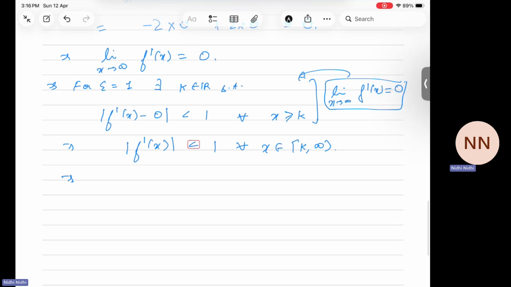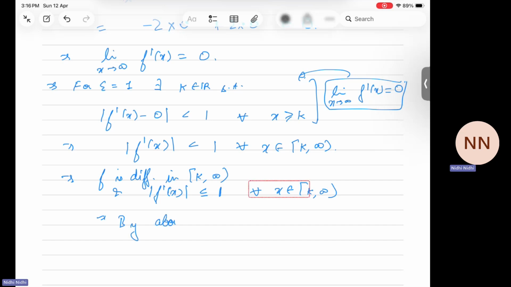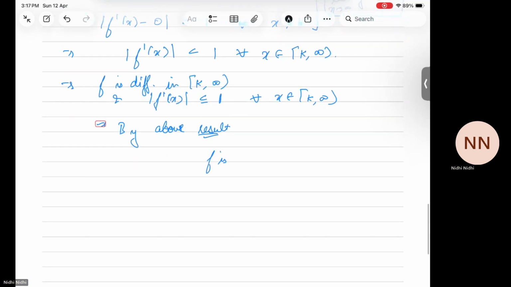This implies, now since f is differentiable in k to infinity and mod f dash x is bounded for all x in k to infinity, this implies by the above result, f is uniformly continuous in k to infinity.